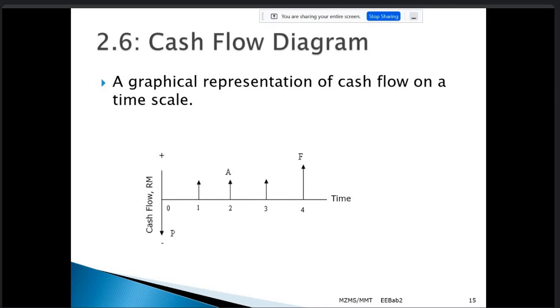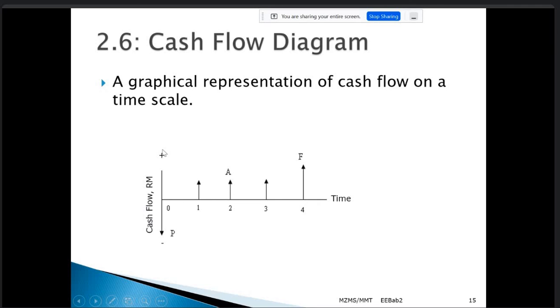Okay, so now we go to the cash flow. This is the graphical representation of cash flow on the time scale. So when we talk about P just now, P is the current value or present worth at year zero, time zero. And then we have A. A is uniform, so every year is uniform. And for F, it is a single value at any year except for zero. So F cannot be at year zero. F can be at year one, two, three onwards. So that is F, single value. P is also a single value.